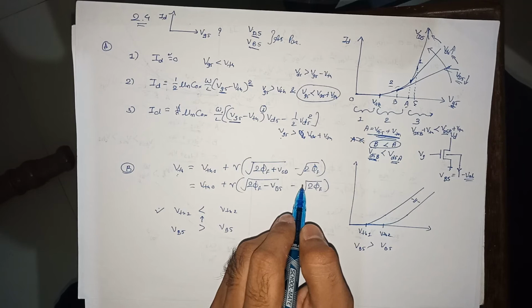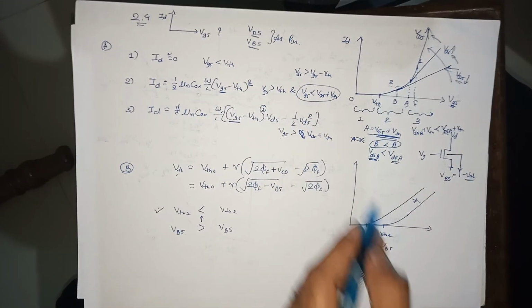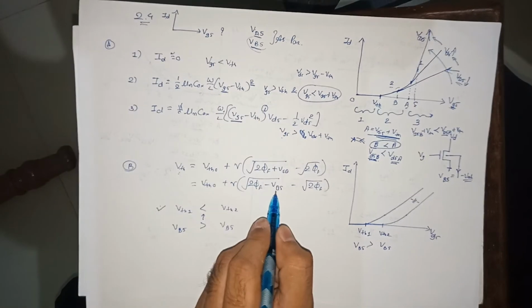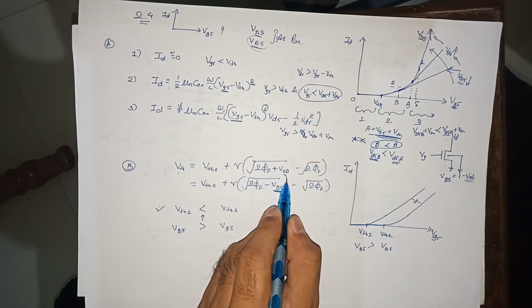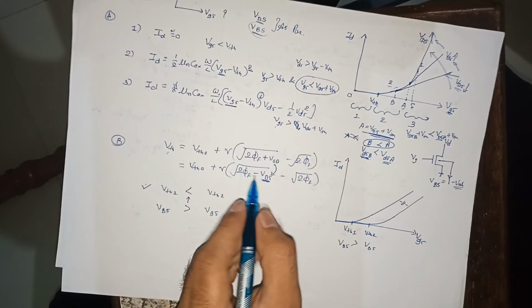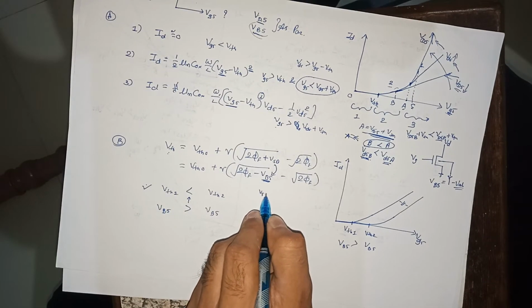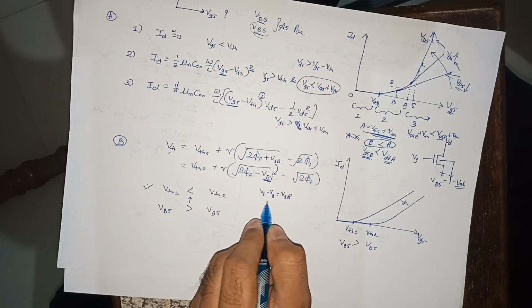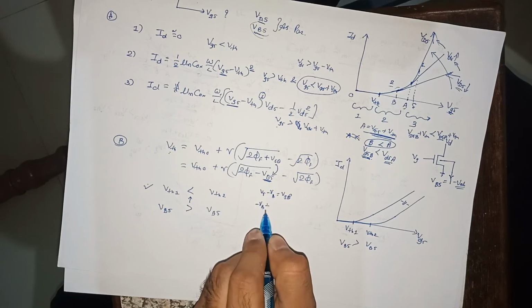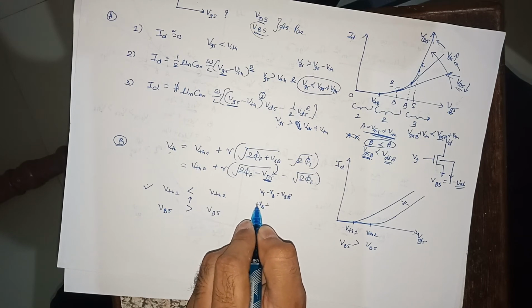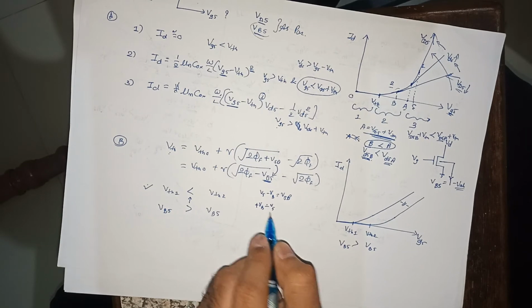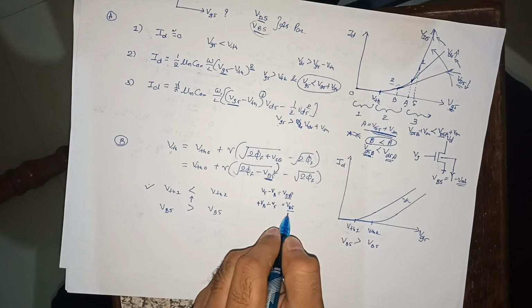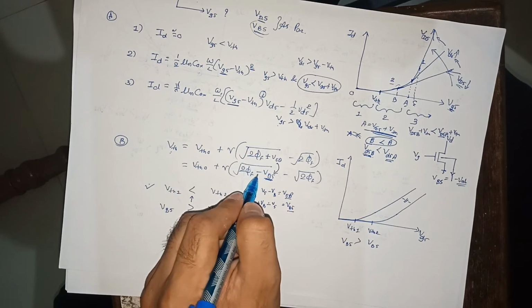But we asked to draw the ID versus VGS with VBS as a parameter. So if you are changing from VSB to VBS, don't confuse here. VSB will be VS minus VB. If you are changing this, so minus VB, VB minus VS, I'm again sorry, VB minus VS is equal to VBS. So VBS will be minus VSB, so this sign will change to minus here.